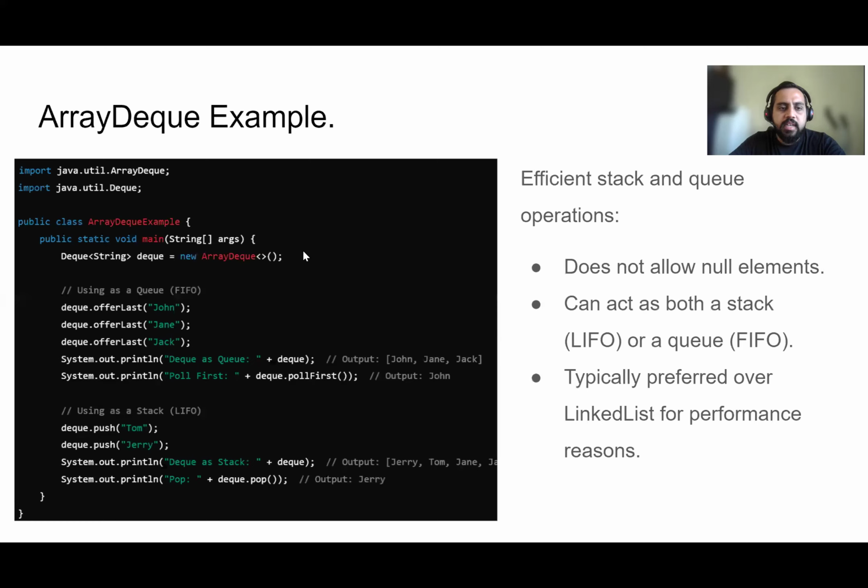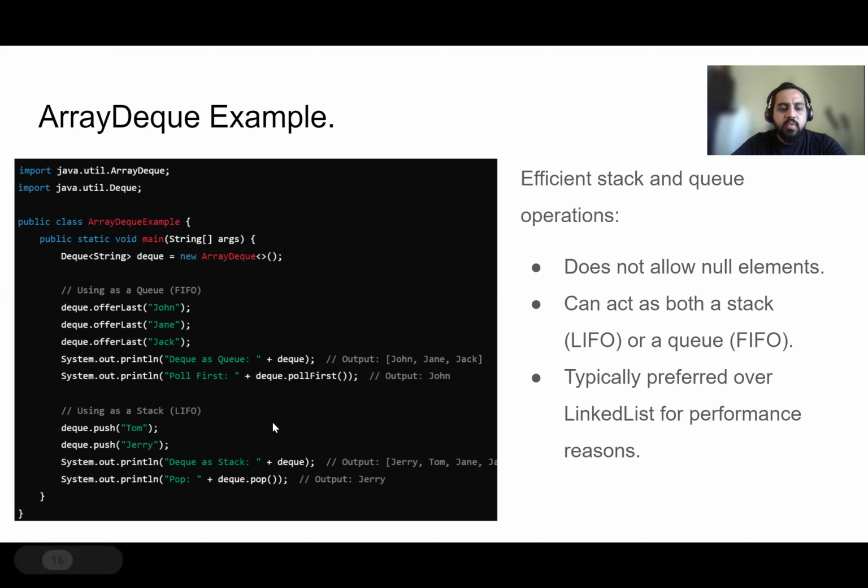Let's see its syntax. In my public class main method, I created an ArrayDeque object which I passed to a Deque reference variable, and I'm storing String data here. First, using it as a queue, which means first in, first out. I add data at the last: offerLast John, Jane, and Jack are added at the last. While retrieving, I retrieve the first element. So when I print this, John, Jane, and Jack will be added. While retrieving, I'll use the pollFirst method to retrieve the first element, so I'll get John, Jane, and Jack. This will be first in, first out.